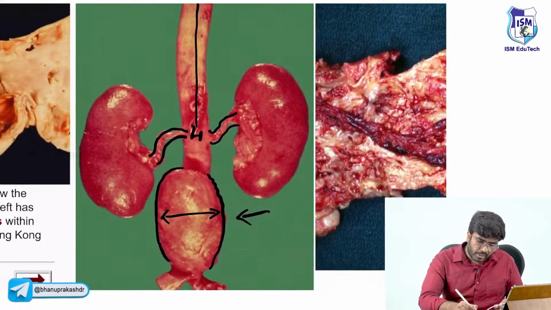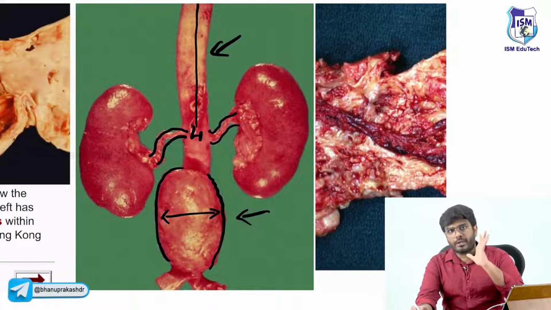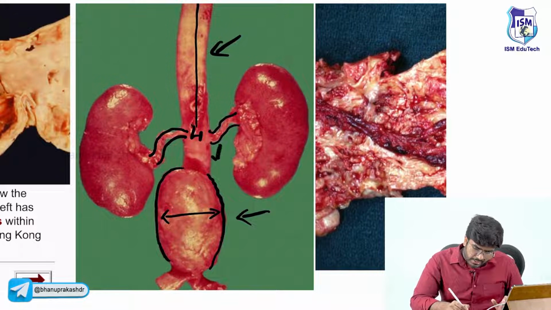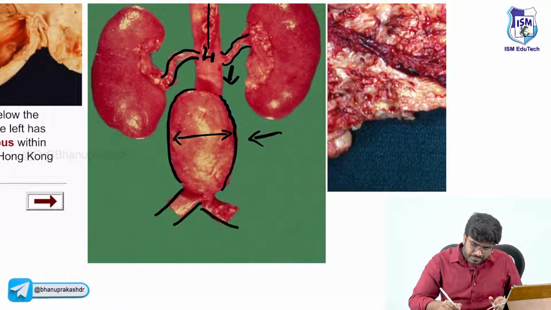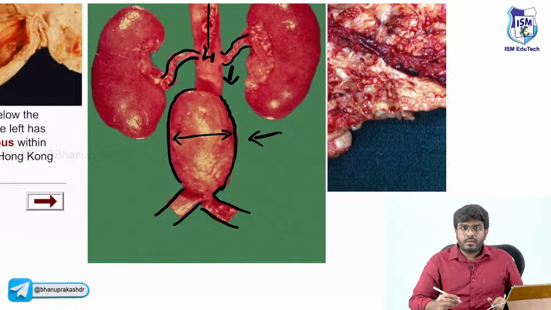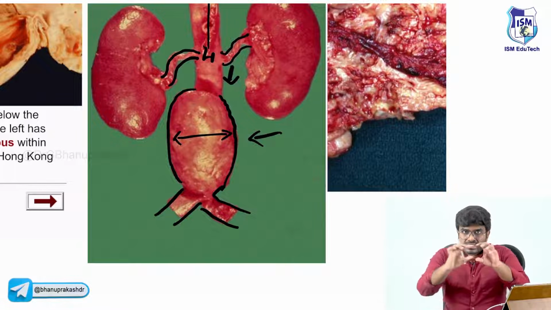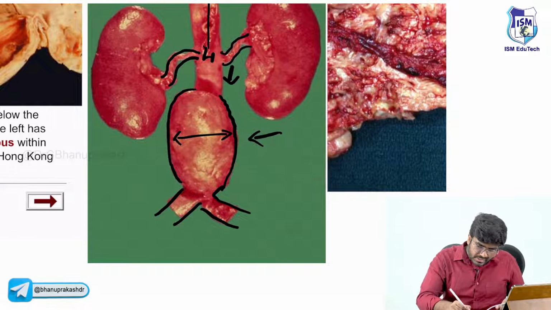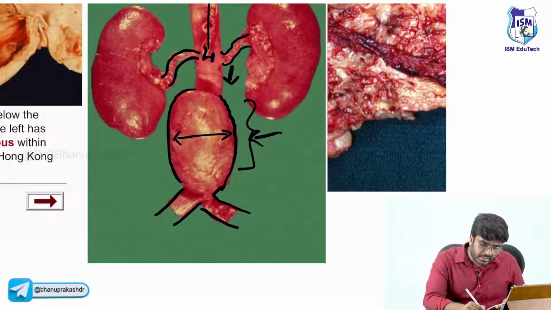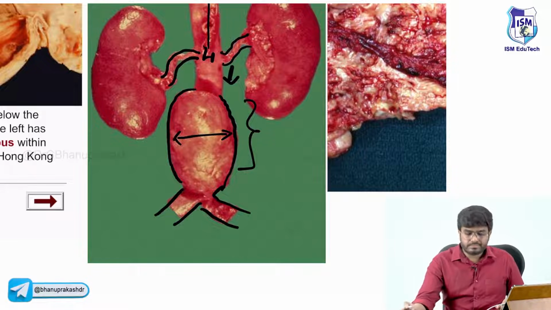See, this is also the abdominal aorta. Where exactly in the abdominal aorta? Below the renal arteries. See, guys, can you tell me what this area is? The abdominal aorta is dividing. The abdominal aorta is bifurcating into the common iliac arteries. So this is the most common site of atherosclerosis.